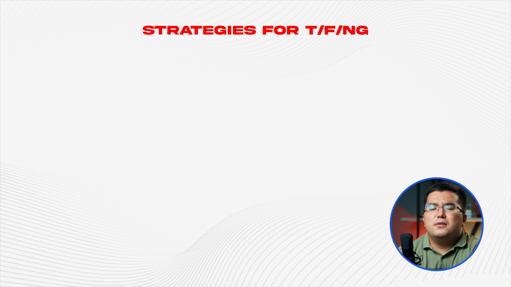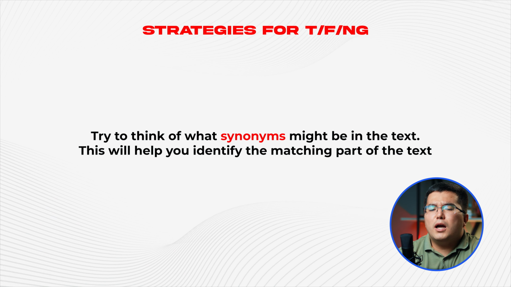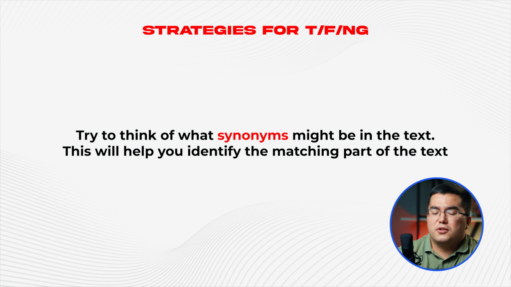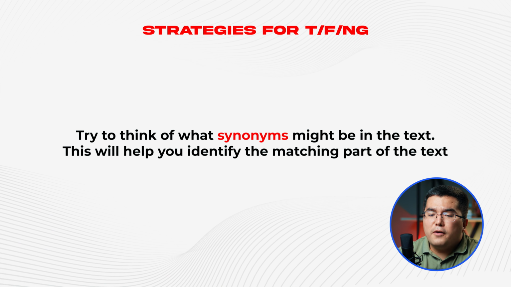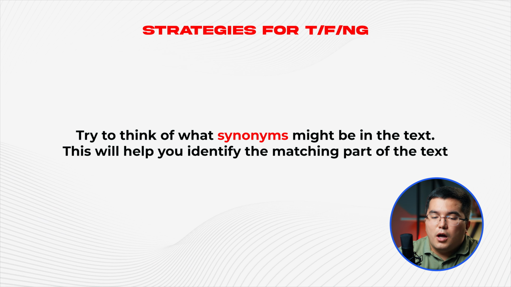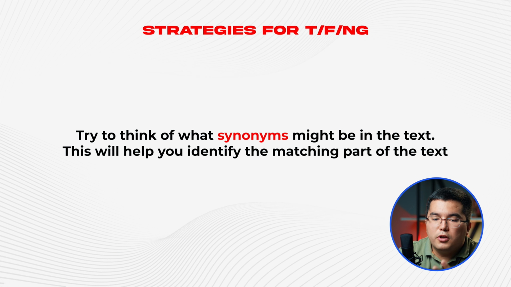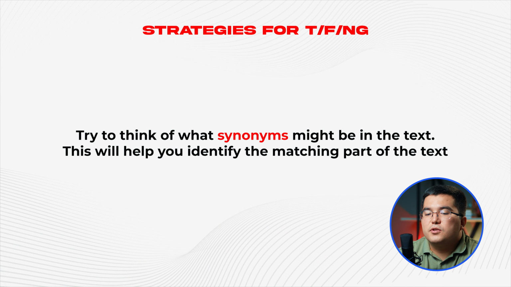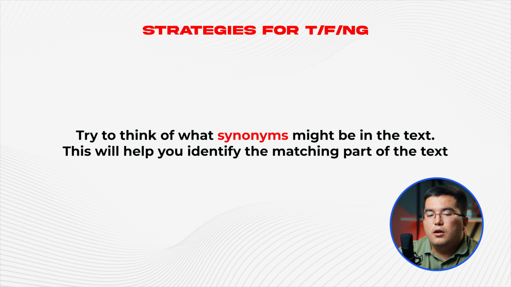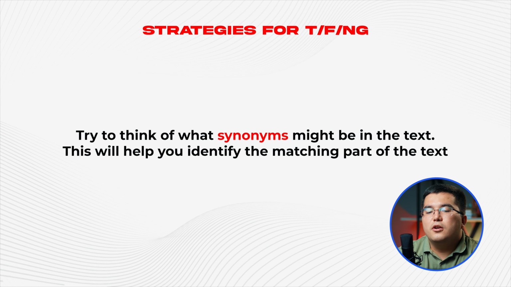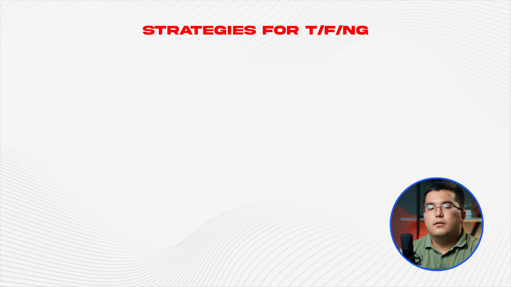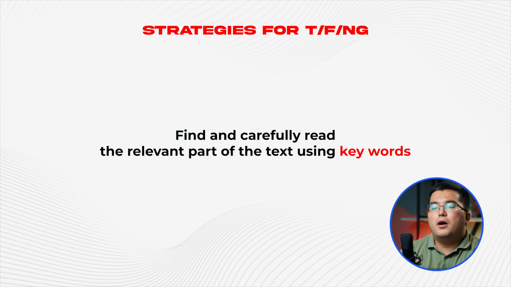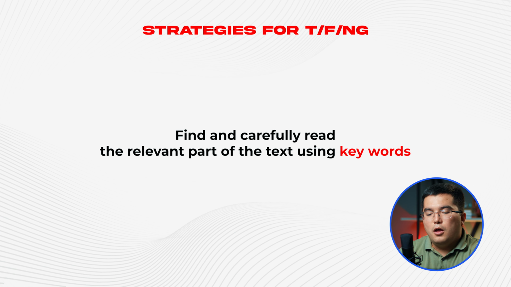Now look at statement number 3 here. Try to think of what synonyms might be in the text. So you are making predictions. After reading the statement, after highlighting one or two keywords, you should try to make a prediction of what synonyms will be used in the text. What would be the paraphrase of this word in the text? Now look at number 4. Find and carefully read the relevant part of the text using keywords. Okay, you know about it.